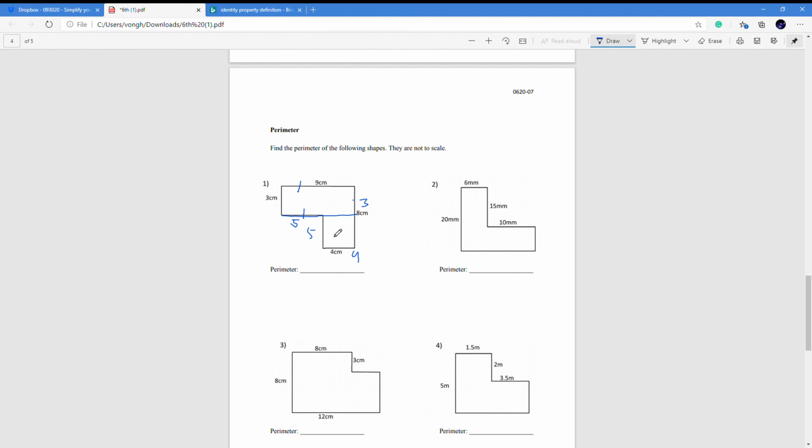So once we get each value of each side, we just add them all up. 3 plus 9 plus, oh yeah, now let's get rid of this 3, because we don't need it. So 3 plus 9 plus 8 plus 4 plus 5 plus 5, because that's all the lengths here.